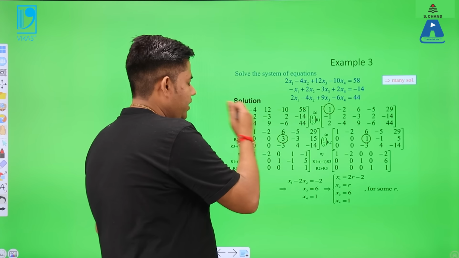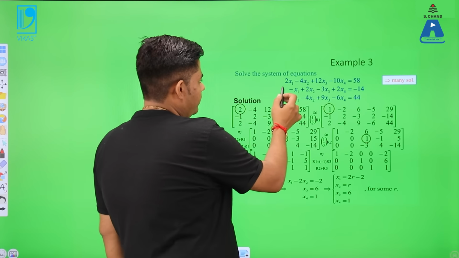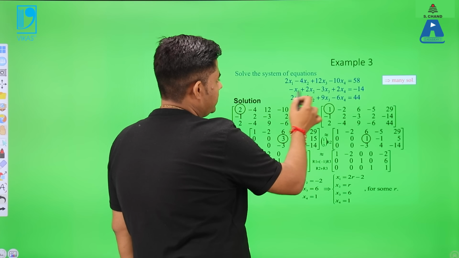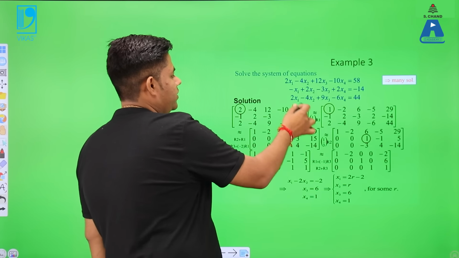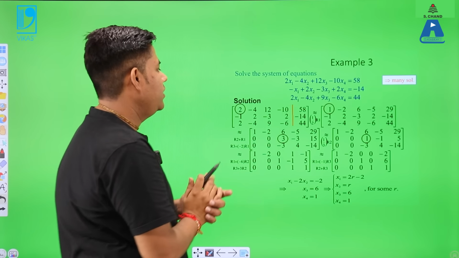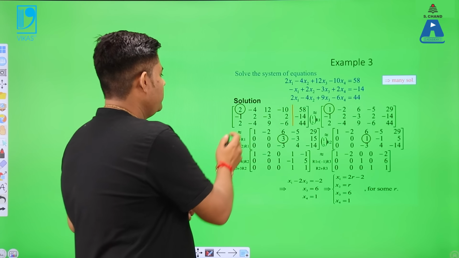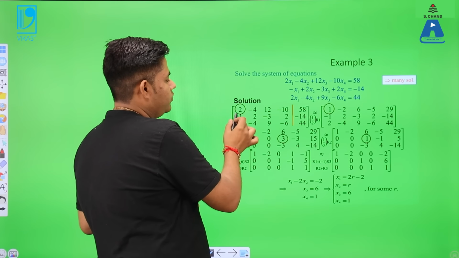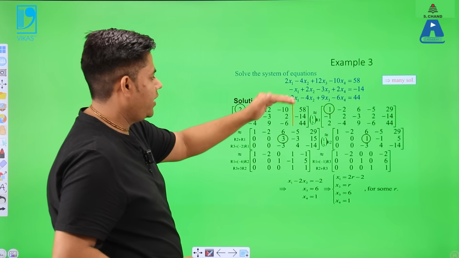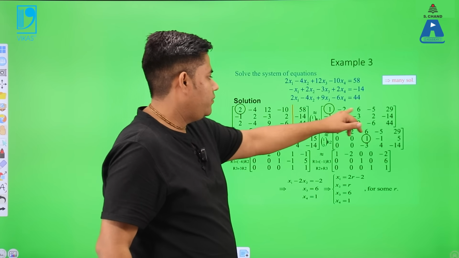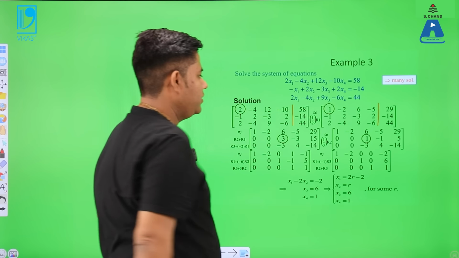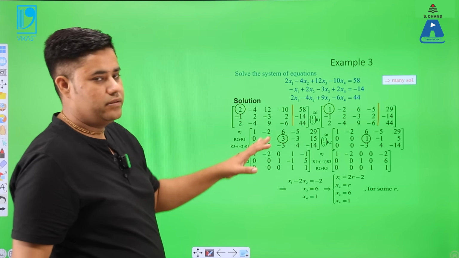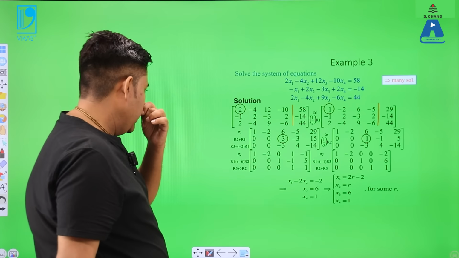That means it may have a many solution case. So you have 2, minus 4, 12, minus 10 and all these numbers. So you have taken these elements and augmented them together. What you have done, you have used this 2 to make it 1. So I have divided the entire row by 2 so that it became 1, and this matrix element is transformed easily.